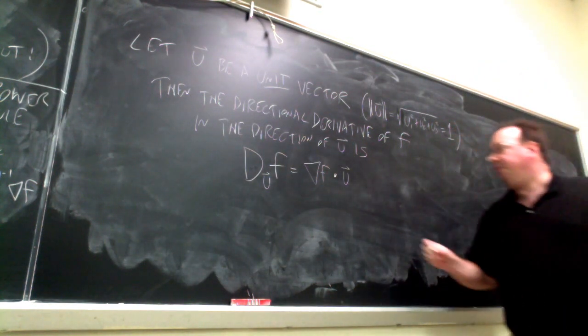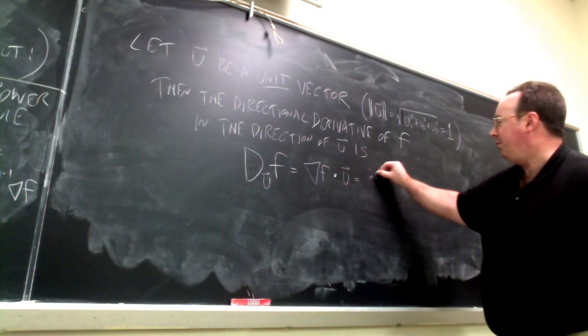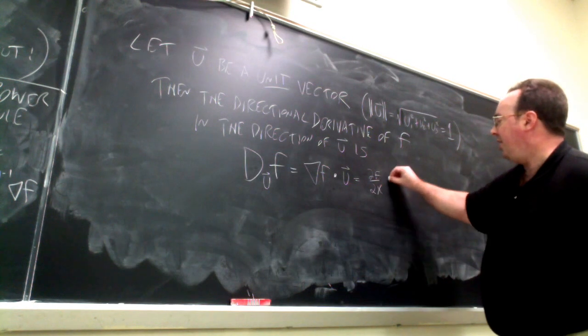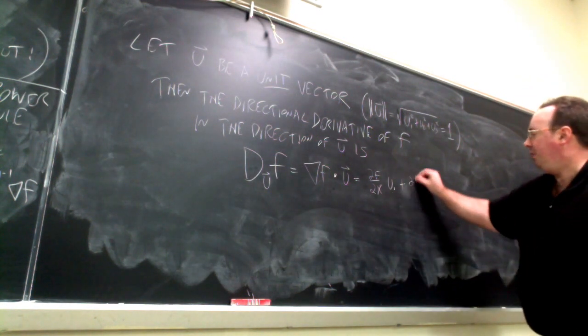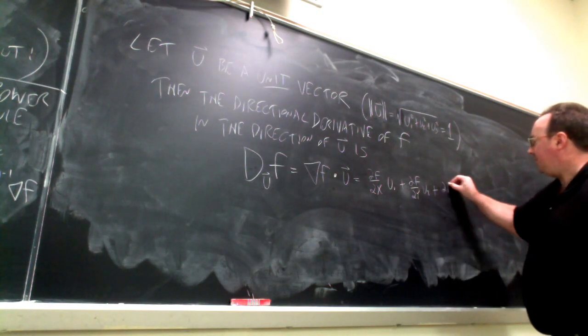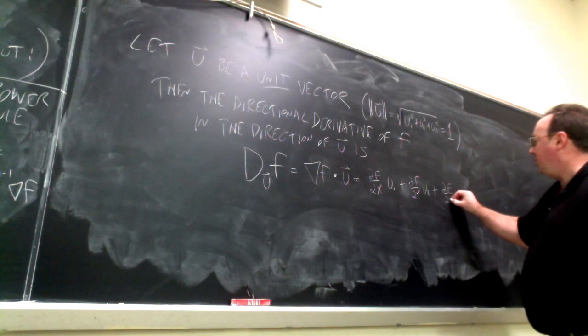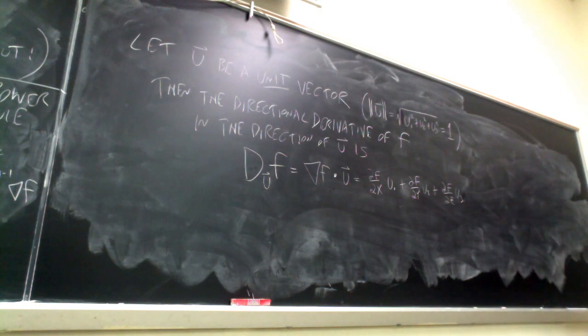And if I write out what the dot product is, that means it would be partial of f with respect to x times u1, the first component of u, plus partial with respect to y times u2. And then if there's a third dimension, it would be partial with respect to z, u3, and so on, however many dimensions you have. And that's it. That's the directional derivative.